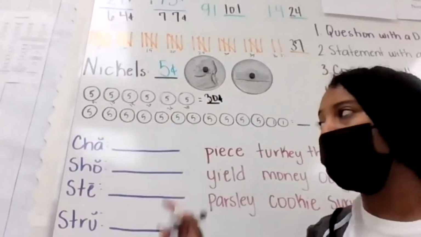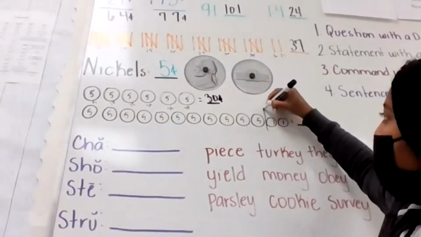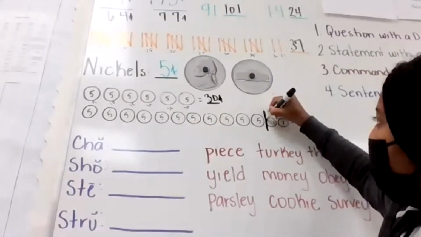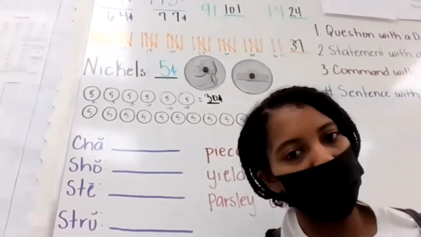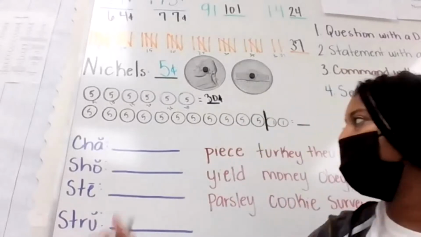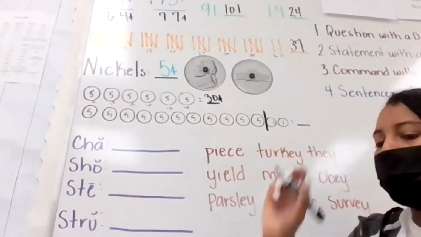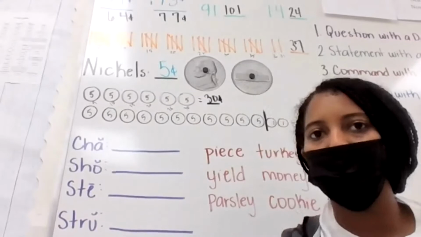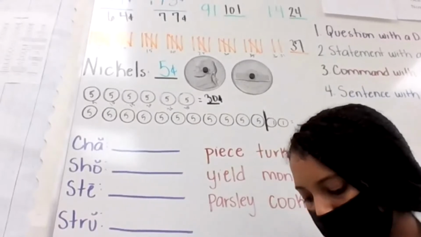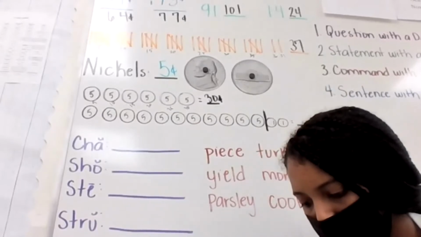Good. So now let's look at my nickels here, but this time I want to add some pennies. Do you know what to do when it has pennies? Let's see. Count them and then add your pennies. Let's talk about it after. You don't have to write it down, just count it. I'm writing mine down.